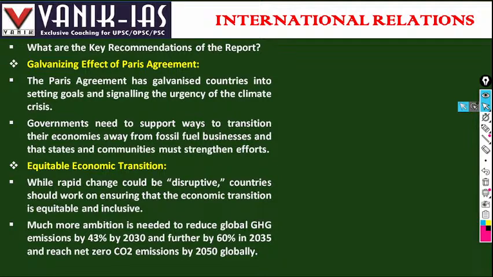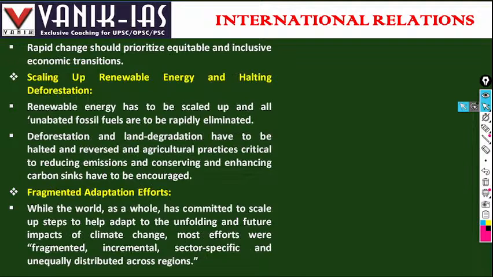Much more ambition is needed to reduce global greenhouse gas emissions by 43% by 2030 and further by 60% by 2035, and reach net zero carbon dioxide emissions by 2050 globally. Rapid change should be prioritized, with an equitable economic transition. Scaling up renewables.